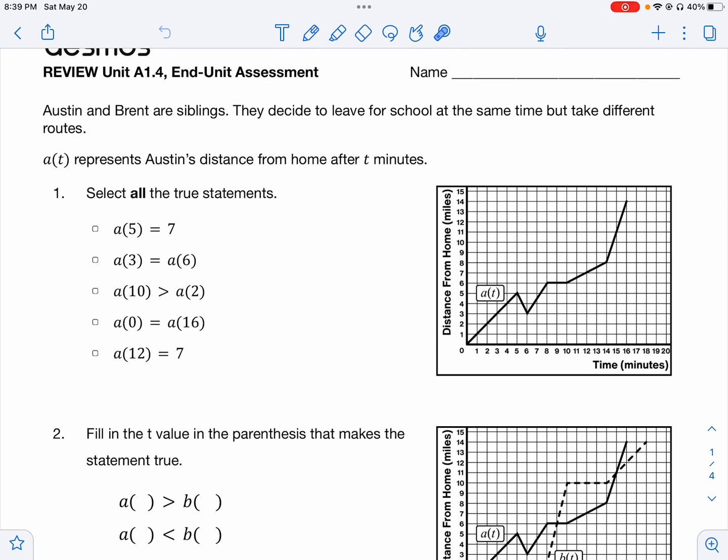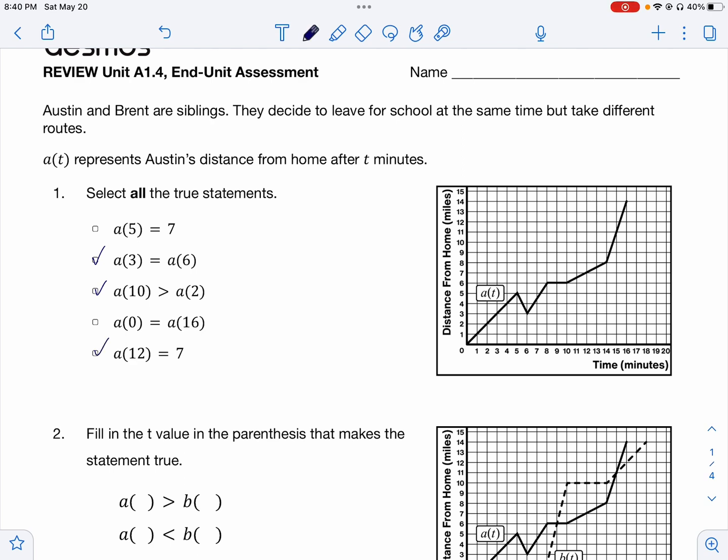A of 3 is right here, which is at 3 for the y value, equals A of 6, which is also 3, so that's true. A of 10 is 6, is greater than A of 2, which is 2, so that's true. A of 0 is right here, equal to A of 16, which is at 14. Not true. And A of 12 equals 7 is true.